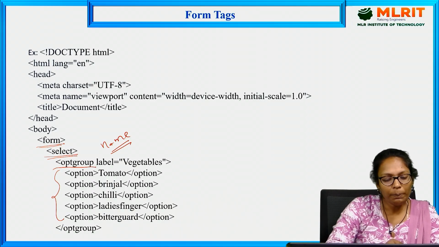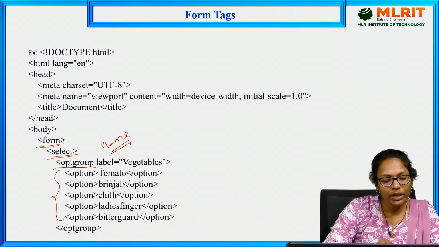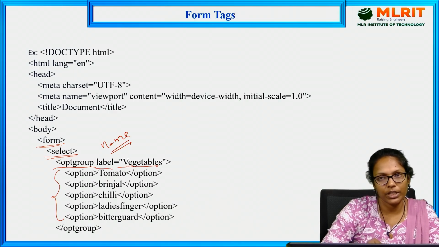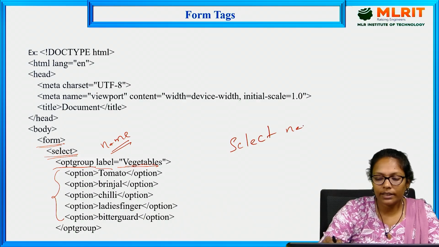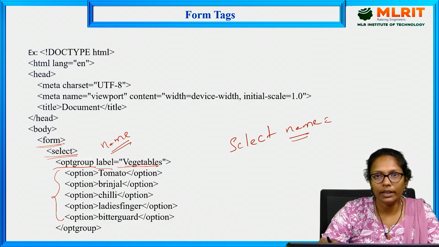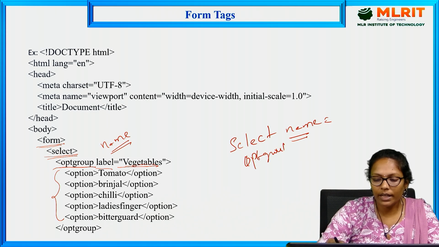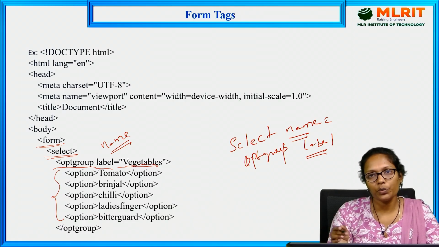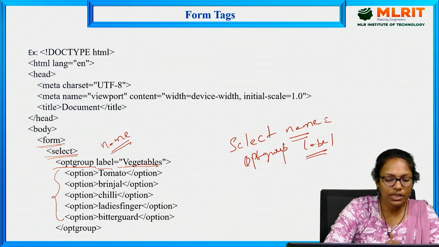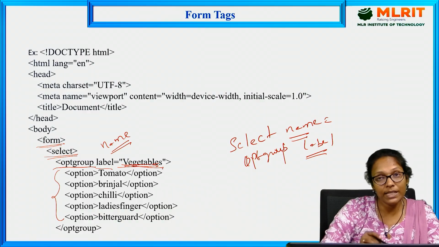Optgroup. What is the optgroup name? Label, I'm giving as vegetables. So if it is a select tag, how are we naming that select tag? Using an attribute called name. If it is an optgroup tag, how do you give a name for this? Using an attribute called label. So to name the optgroup, you are using an attribute called label. The option group name is vegetables.